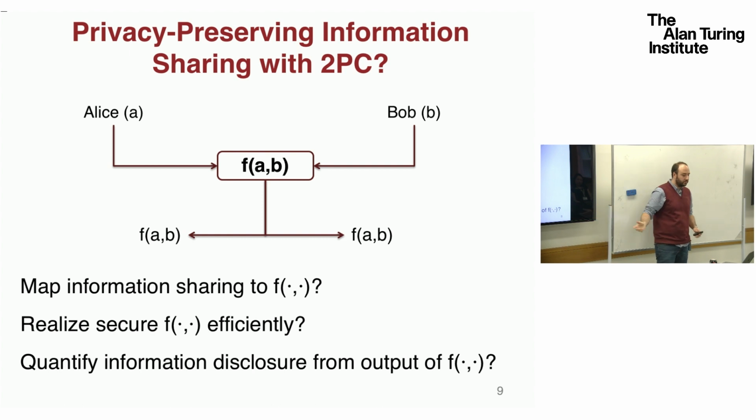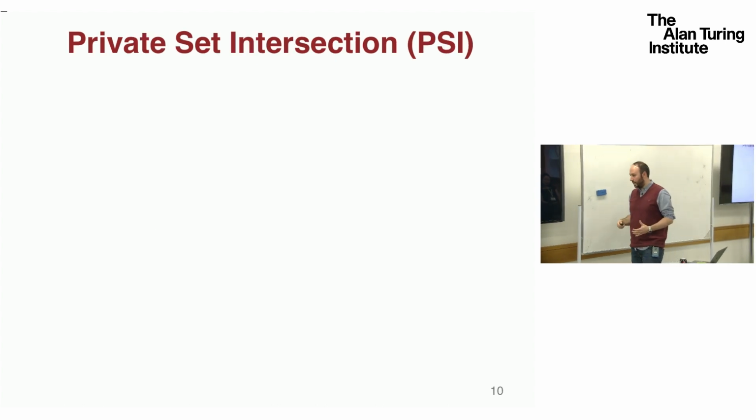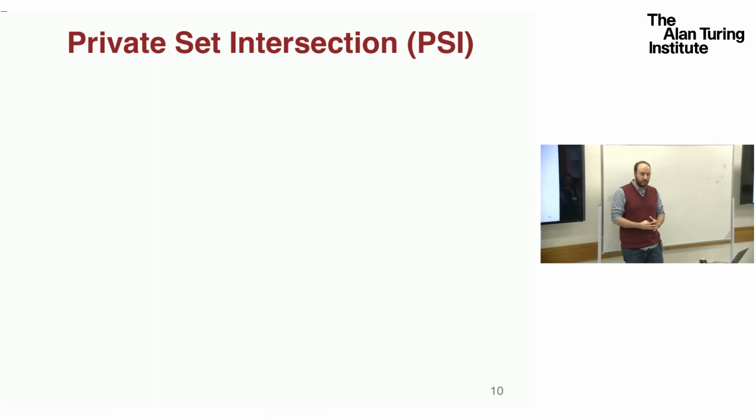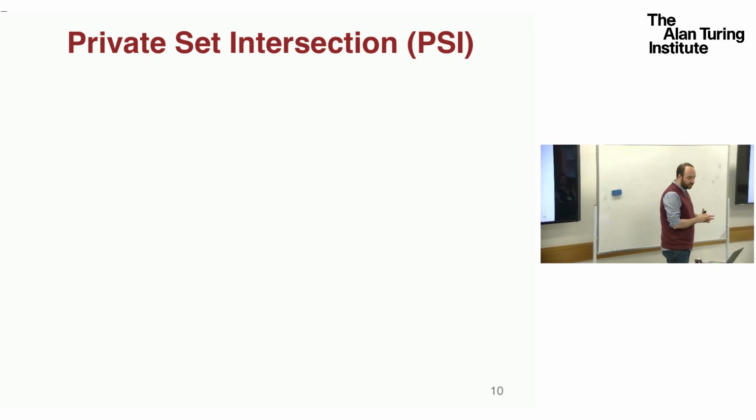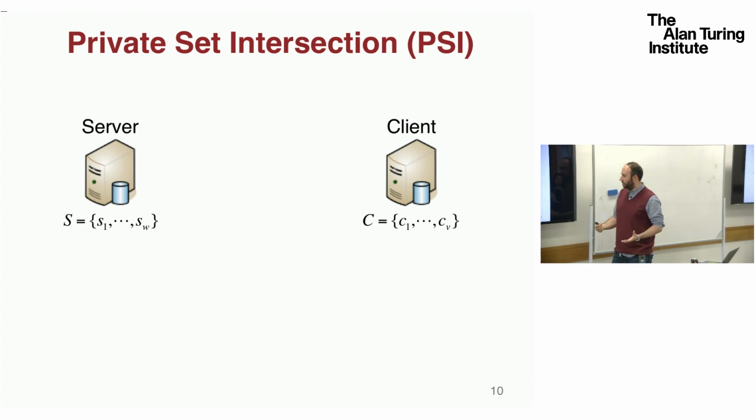of the talk. Okay? So to do that, I'm going to start by introducing a specific functionality, which is, I think, very intuitive, the set intersection functionality, which we want to implement in a privacy-preserving way. So how can we do that? Well, let's start by defining what the problem is. So consider now, we move from Alice and Bob to server and client.